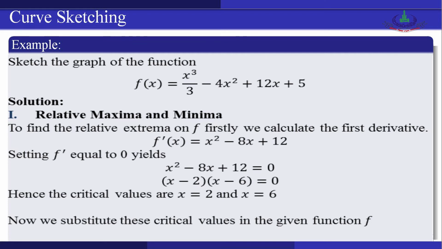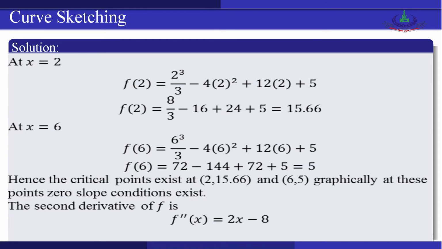Now we solve it and we get that the critical values are x is equal to 2 and x is equal to 6. Now we substitute these critical values in the given function f of x. Dear students, at the point x is equal to 2, we get f of 2, which is given by 2 cube over 3 minus 4 into 2 square plus 12 times 2 plus 5. That is, we get f of 2 is equal to 15.66.